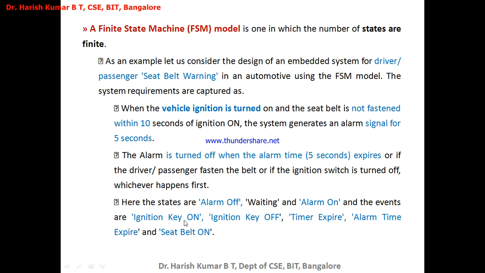So the events are these. These are the different states: off state, waiting state, on state. There will be transitions of the system from one state to another: alarm off state to waiting state, waiting state to alarm on state, alarm on state to waiting state, or waiting state to alarm off state. Based on these events: ignition key on, ignition key off, timer expire, alarm timer expire, or seat belt on. These are all the events which will make the system transit from one state to another state, among these three states.